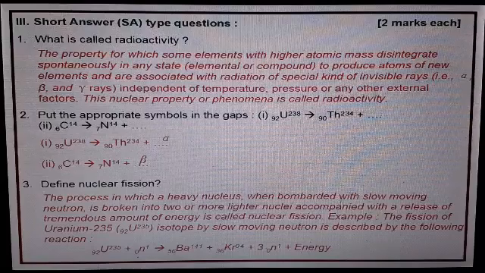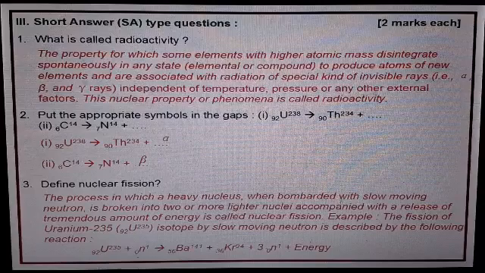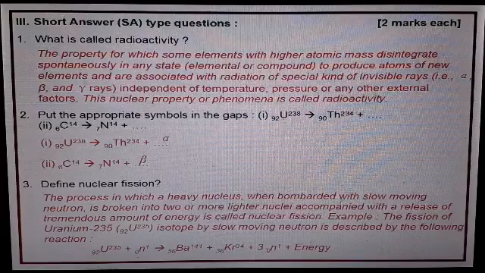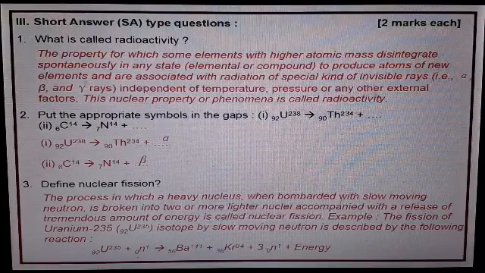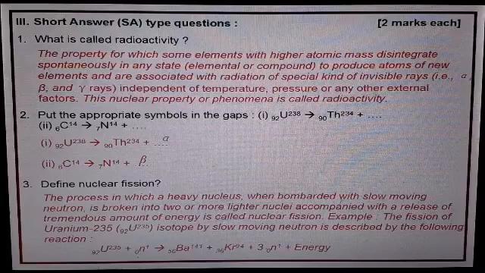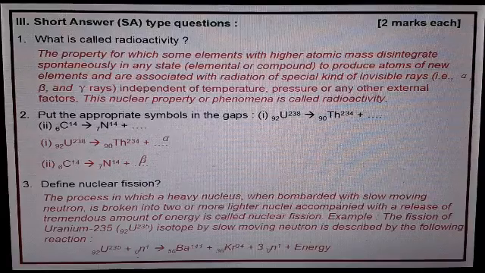Example, the fission of uranium-235 isotope by slow moving neutron. Here we have seen the whole of this equation. The reaction is given over here: uranium-235 when bombarded with slow moving neutron emits barium, krypton with 3 more neutrons and a tremendous amount of energy. Clear? And one more thing, with the definition of nuclear fission, this reaction is very important. Don't forget to give the example along with the reaction if the definition of nuclear fission is asked.